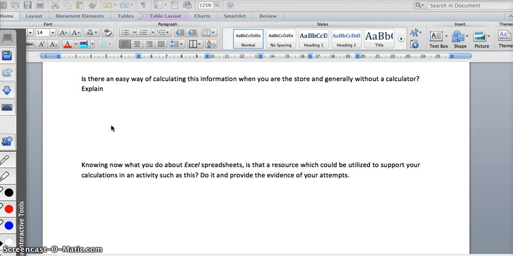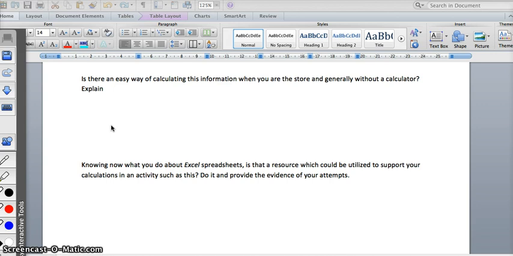Who answered that, or who managed to get an answer to that? A couple of you. Isaac, what's one thing you could do? What's an easy way of calculating this information when you're in the store and generally without a calculator? And it might not be the actual specific answer. Use a phone. You could grab your phone, absolutely. Yep. Will? If it's an easy calculation, like half off, you know that it's 50% off.